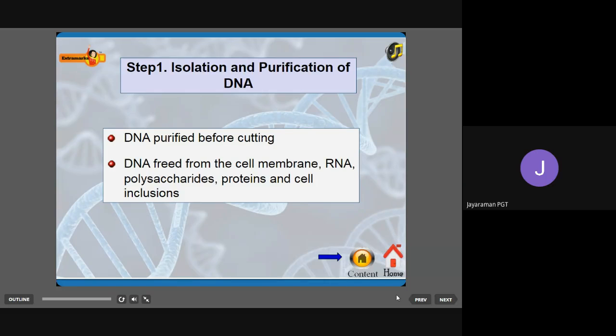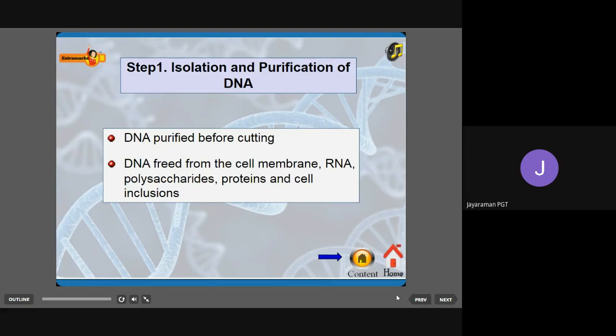First, the cell is obtained and the DNA is purified. How is it purified? By using different enzymes. So we are taking one or two cells from the human inner cheek cells. Then that cell has to be treated with different enzymes.